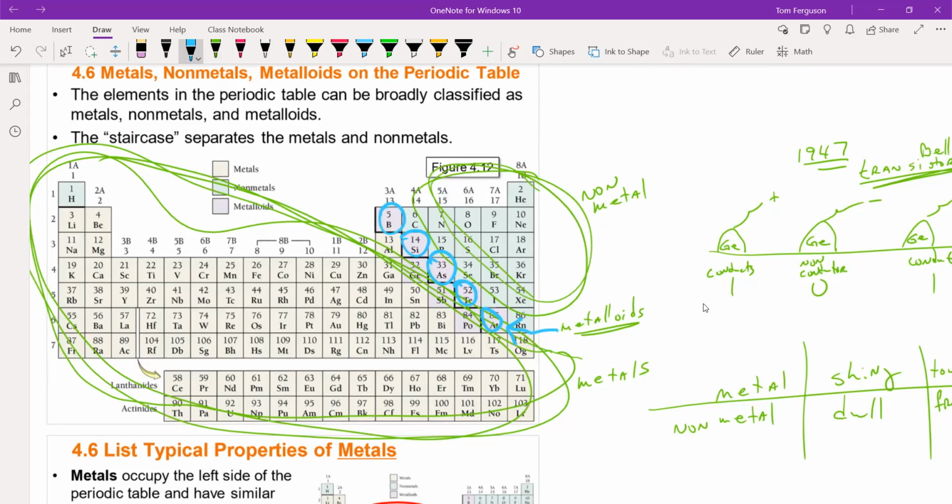Now in the test, I'm going to give you a periodic table. I'm going to ask you to identify trends. I haven't talked about trends yet. Trends, areas of the periodic table, groups, number of things, okay? All right, so let's look at some properties.